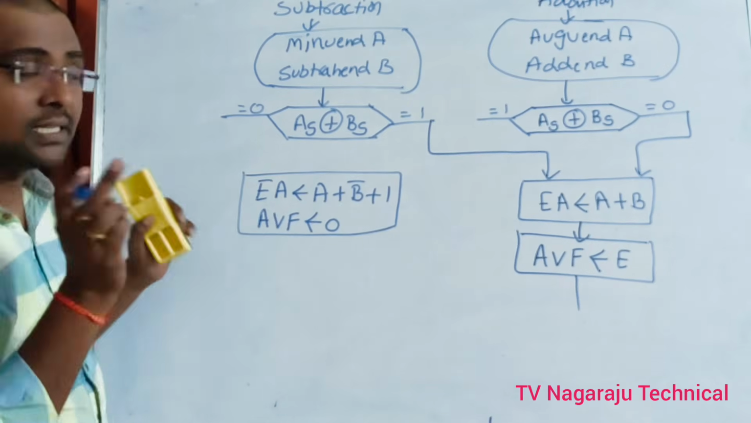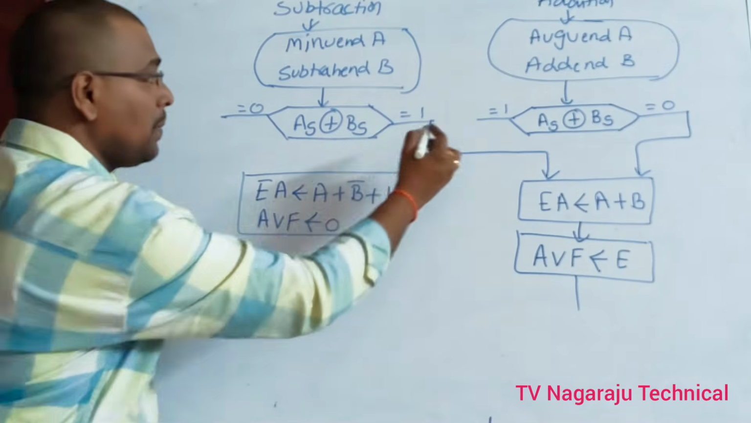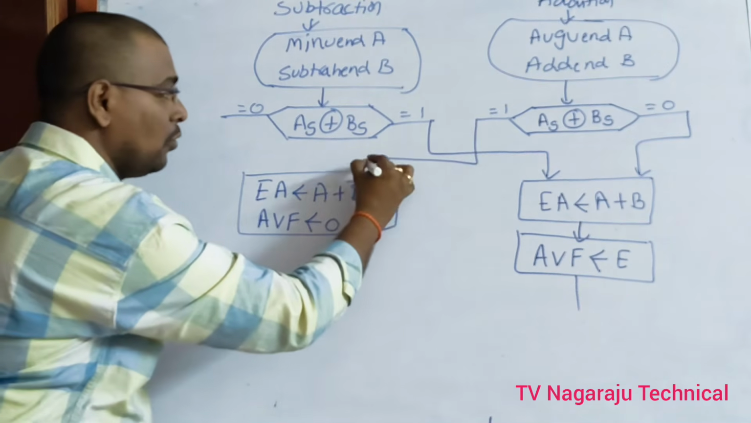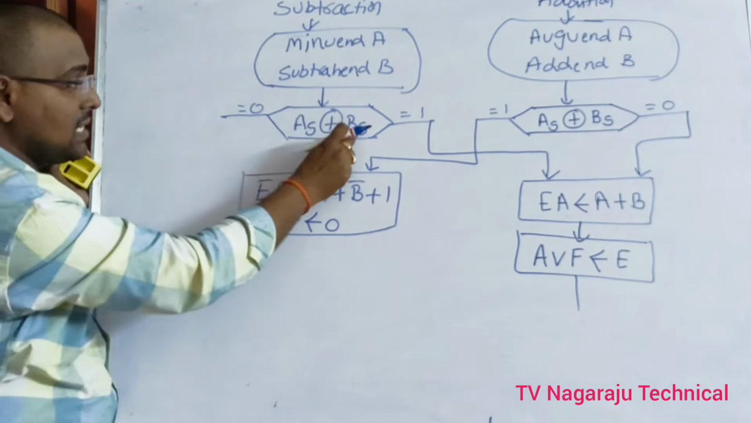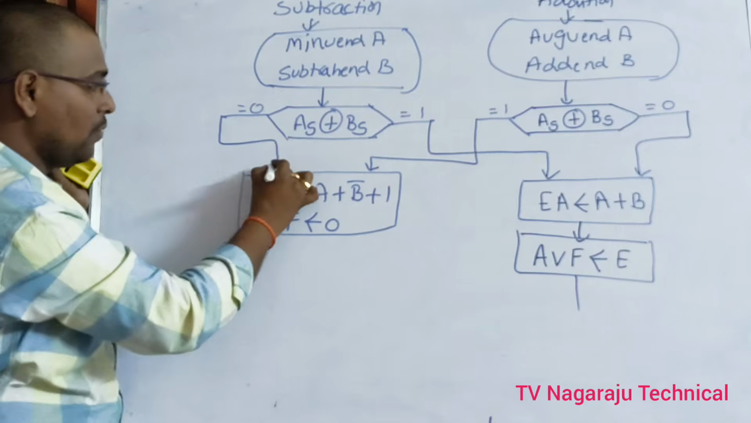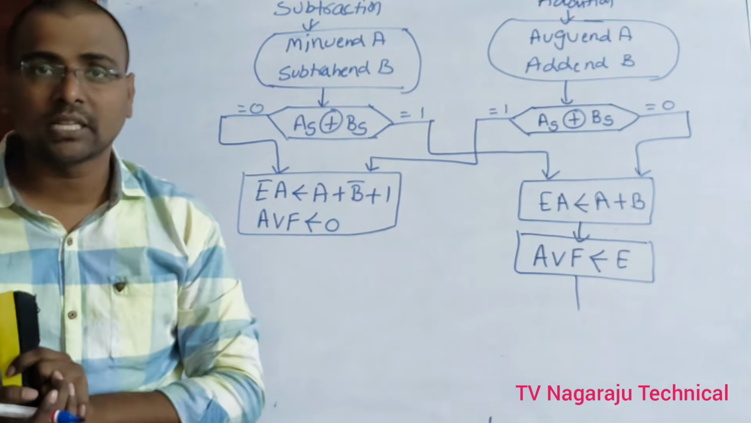In what cases is this? If my operation is addition and the signs of the two numbers are different, then we are moving to subtraction. If my operation is subtraction and the signs of the two numbers are the same, then we are moving to subtraction. Anyway, the subtraction operation is completed successfully.